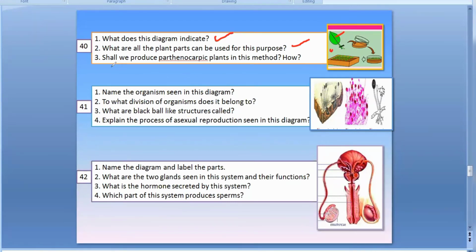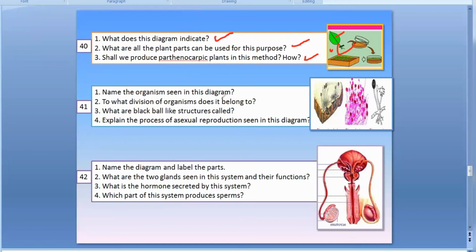So, can we produce parthenocarpic plants in this method? Yes, we can produce parthenocarpic plants without the fusion of gametes from the male and female organs, by using vegetative parts.